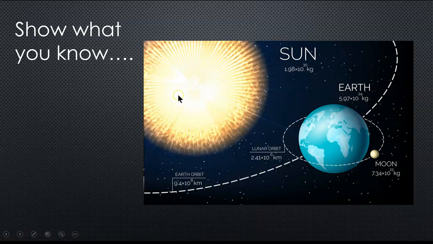Here we have an image of the sun, the Earth, and the moon. Looking at those and looking at their relative masses as displayed in the picture, explain to me why, even though the sun is so much more massive than Earth, the moon orbits Earth and not the sun. Go ahead and write that in your notebook. Good luck.